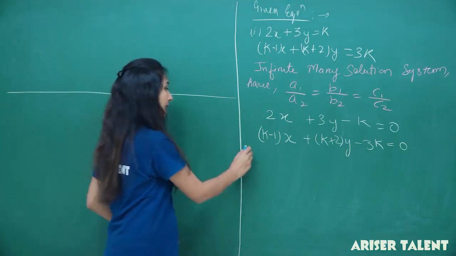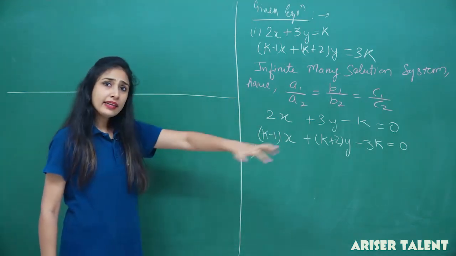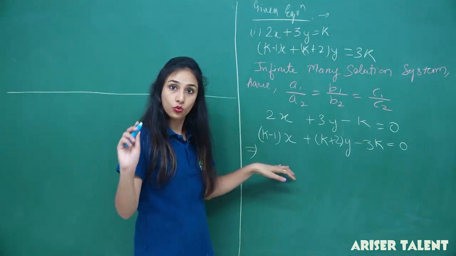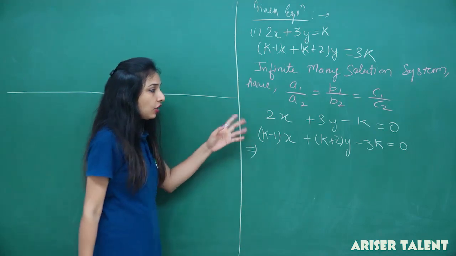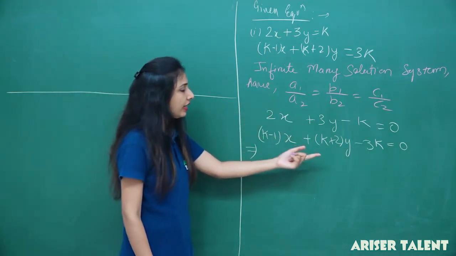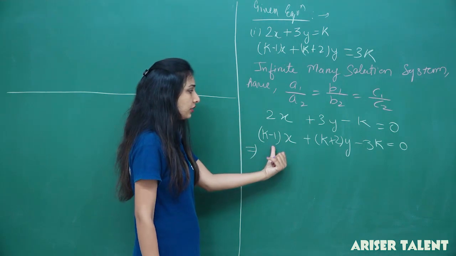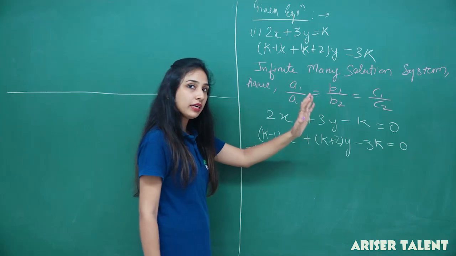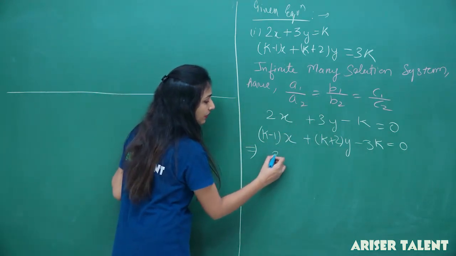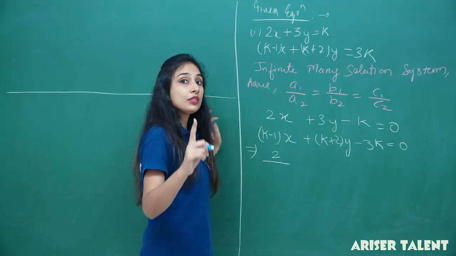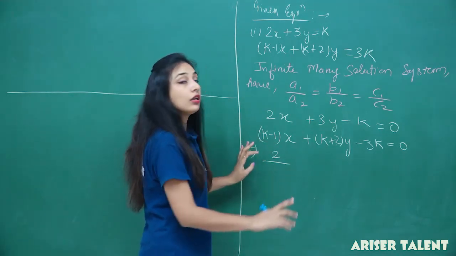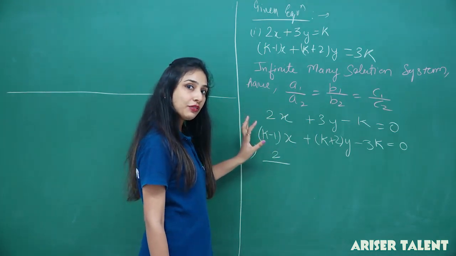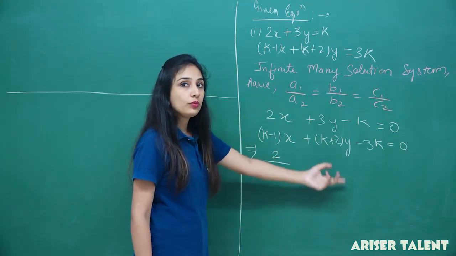Now, should I write the basic standard format, A1, A2, again and again? No, I am not writing that. You can tell me, ma'am, don't write that. We know this is A1, this is A2, this is B1, this is B2, this is C1 and this is C2. So I am directly writing, which is more comfortable for me. But in the board exams, you have to write that standard format, then compare the equations and get A1, A2, B1, B2 and C1, C2.